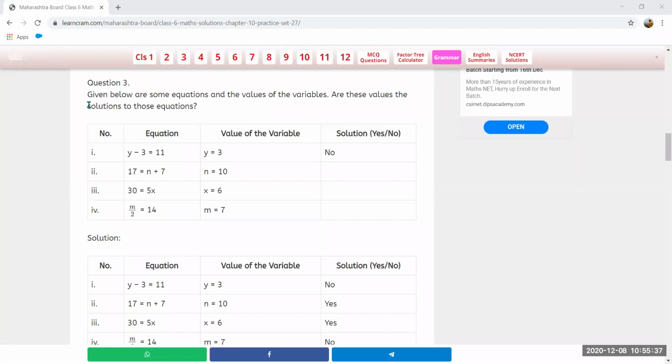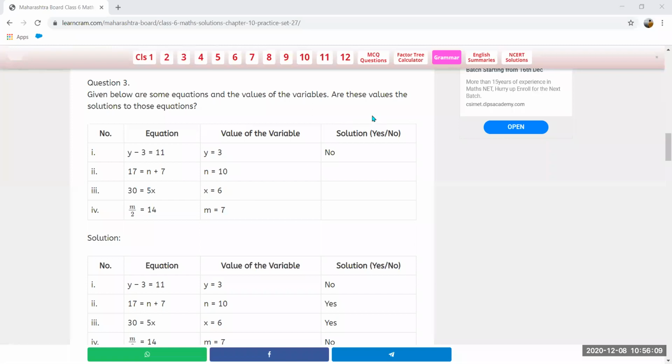Here, question 3 is: given below are some equations and the values of the variables. Means some equations are given. These are the equations, and the values of variables. Variables means what? Letters. In English, we call it letters, and in mathematics, these letters become variables. So here, some of the equations are given and values of the variables are also given.